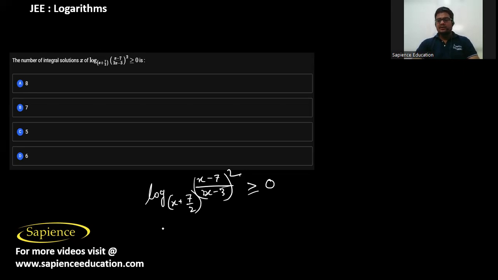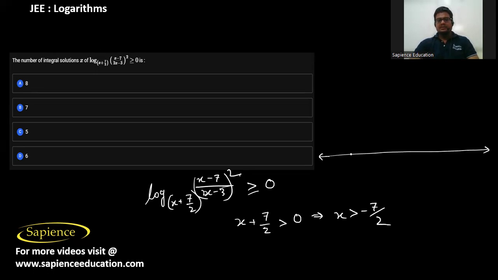So here the first thing is that the base should be greater than 0. So x plus 7 by 2 should be greater than 0. It means x should be greater than minus 7 by 2. If we draw the number line, suppose this is minus 7 by 2, which is minus 3.5, so it should be more than this.